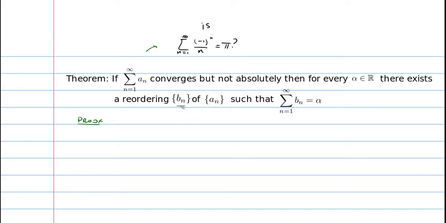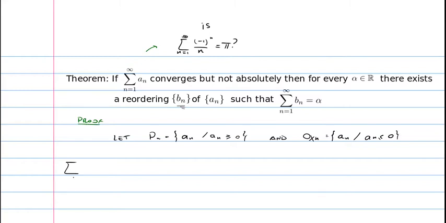So to start with the proof, we're going to create two new sequences. p sub n is going to be formed by all the numbers in our sequence that are greater than or equal to 0. And another sequence, q sub n, is going to be formed by all the numbers in our sequence that are smaller than or equal to 0.